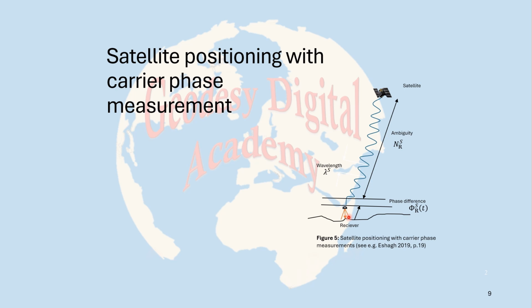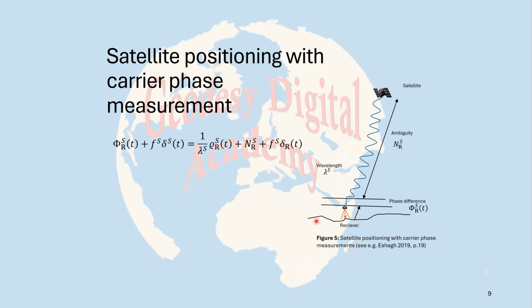One main issue here is that we don't know how many complete waves have gone down to the receiver from the satellite. Or we don't know how many complete cycles the signals have completed down to the receiver. This is why we call it the ambiguity parameter, because it is ambiguous. And therefore, we have to somehow estimate this ambiguity when we estimate the receiver's coordinates.